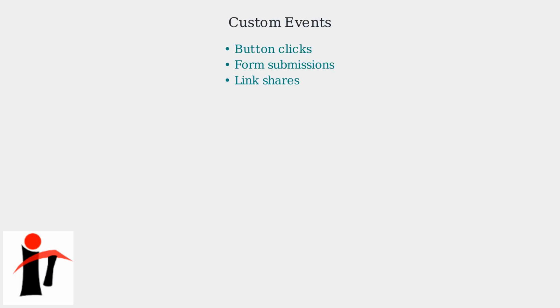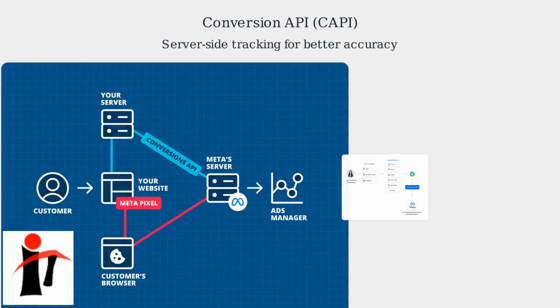Beacons.ai automatically maps standard events like page view and lead. You can also create custom events to track specific actions on your Beacons AI page. To improve accuracy, especially with ad blockers, consider implementing Meta's Conversion API for server-side tracking.